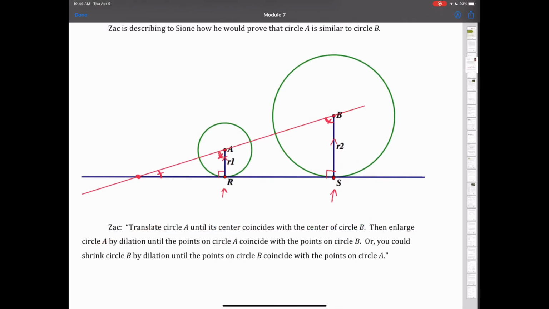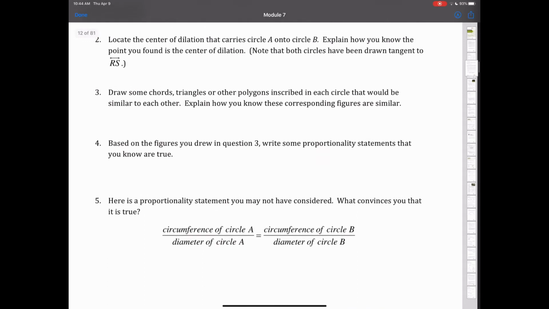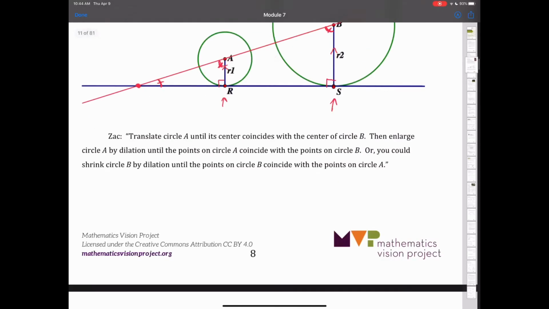Alrighty, now we're going to move on to question number 3. Draw some chords, triangles, or other polygons inscribed in each circle that would be similar to each other. Explain how you know that these corresponding figures are similar. So let's talk about what inscribed means real quick. Inscribed just means that it's within a circle and each vertex lies on the circumference of the circle, okay?